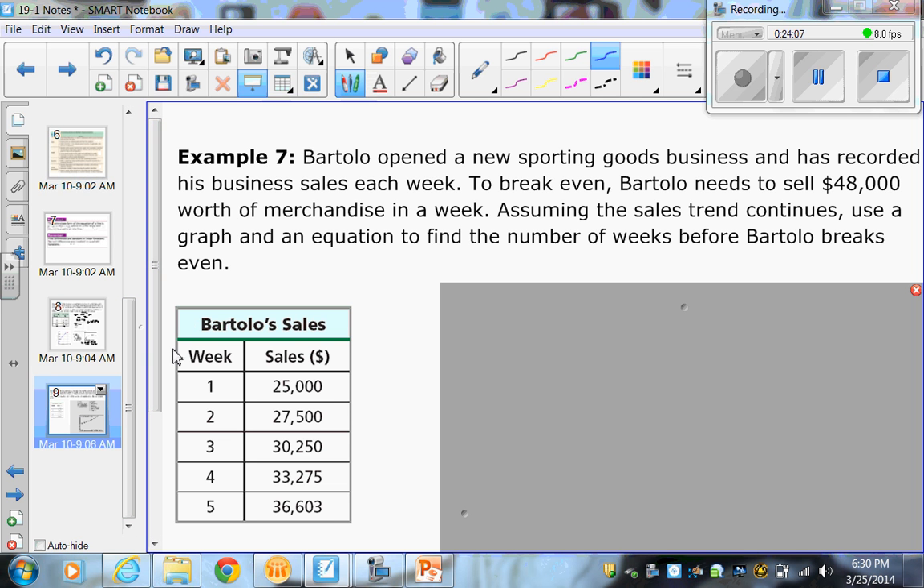So we have a guy who opened up a new sporting goods business and has recorded his business sales each week. To break even, he needs to sell 48,000 worth of merchandise in a week. Assuming that the sales trends continue, use a graph and an equation to find the number of weeks before he breaks even. So first thing I'm going to do is check my differences.